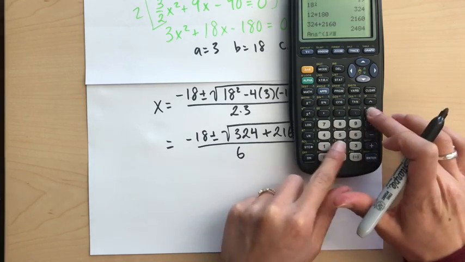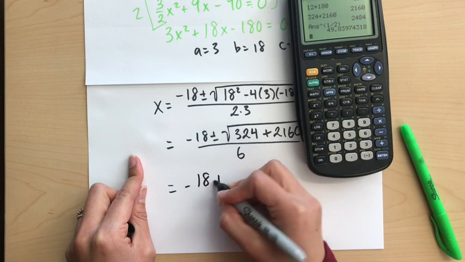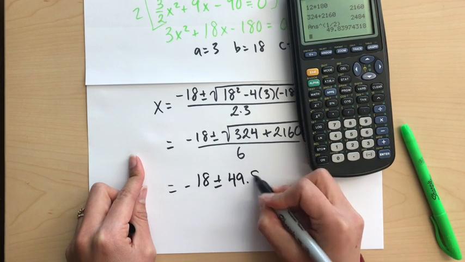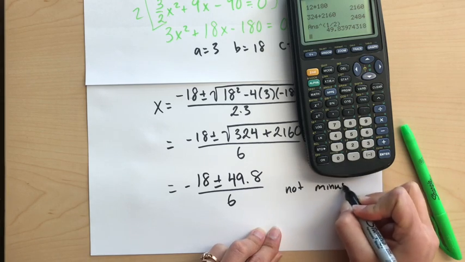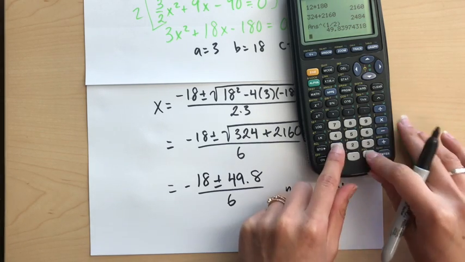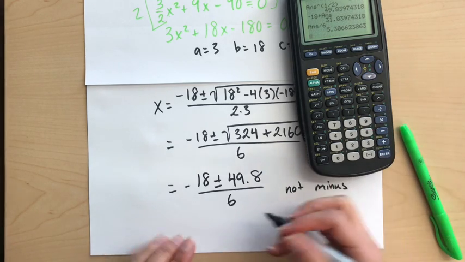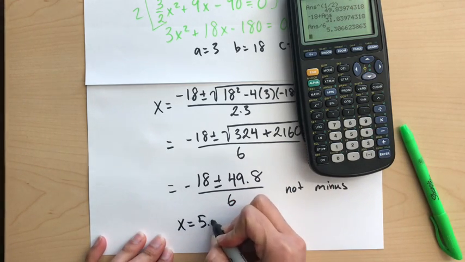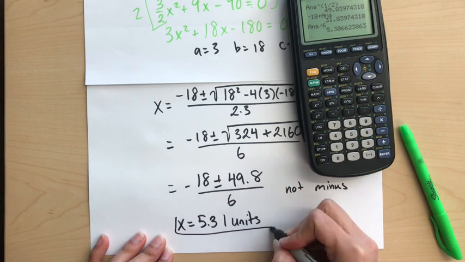So once I figure this out, the whole thing, right, and I take the square root, I end up with negative 18 plus like 49.8 over 6. Now, I'm not going to do negative 18 minus 49.8 because I can already see that's going to be a negative number, and I was talking about a shape, right? What is x as part of this shape? It can't be a negative. So I'm only going to take negative 18 plus 49.8 divided by 6, which ends up being 5.31.